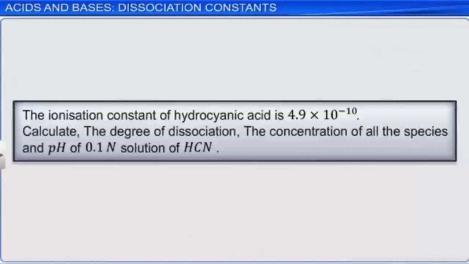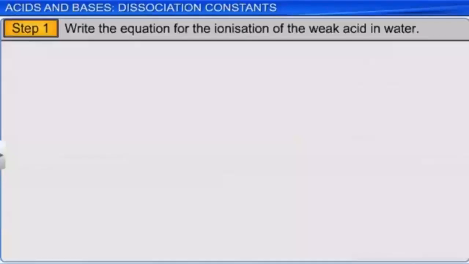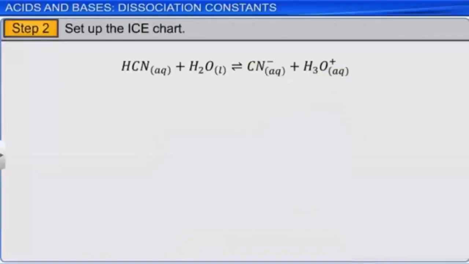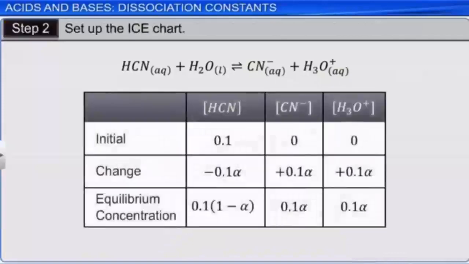acid. The first step in solving this problem involves writing the equation for the ionization of a weak acid in water. The equation for the ionization of hydrocyanic acid in water is HCN(aq) + H2O(l) in equilibrium with CN-(aq) + H3O+(aq). In the second step, set up the ICE chart. The initial concentration of hydrocyanic acid is given as 0.1 M. The initial concentration of the products is 0.